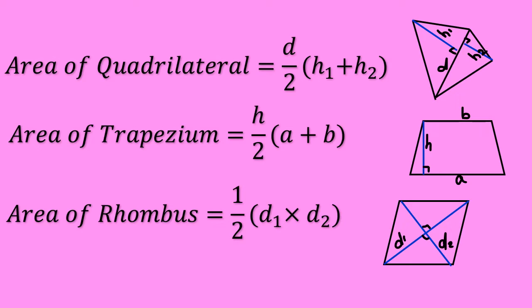But please remember that since a rhombus is a parallelogram, if you know one side of the rhombus and the height perpendicular to that side, you can find the area using the same formula as the parallelogram, that is base into height. That is also applicable to the rhombus. Okay, children, now let us move on to the exercise.